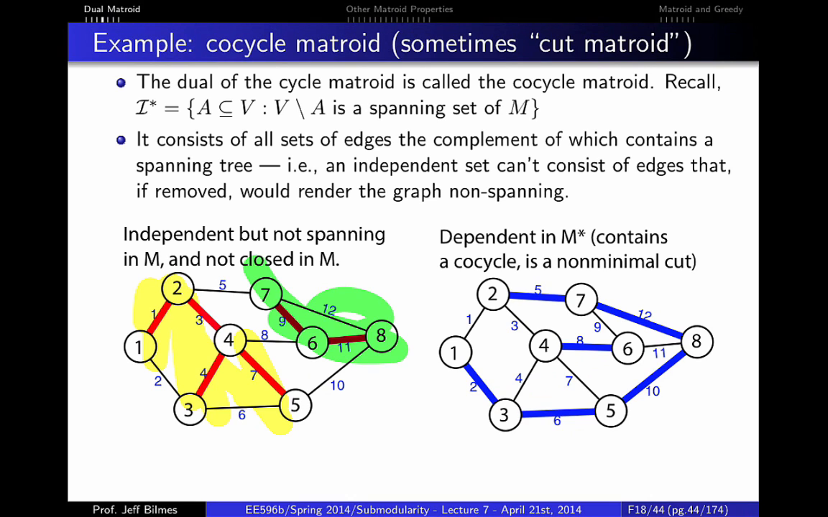Now notice that on the right-hand side, there's a circuit, but there's no graph cycle. Because in the dual, it's not graph cycles that correspond to circuits in the dual matroid. What is it that corresponds to circuits in the dual matroid? Cuts. And where's the cut?